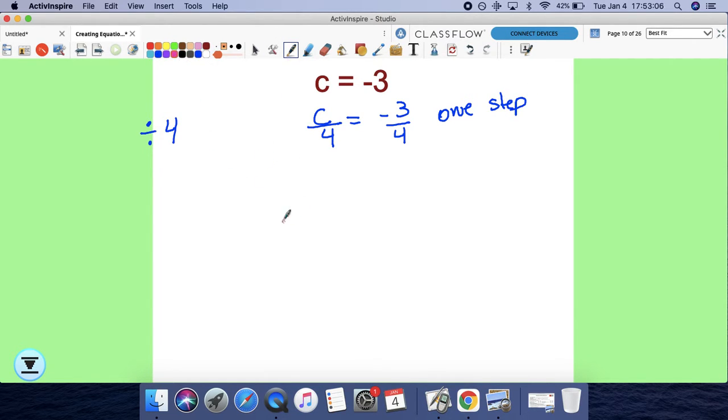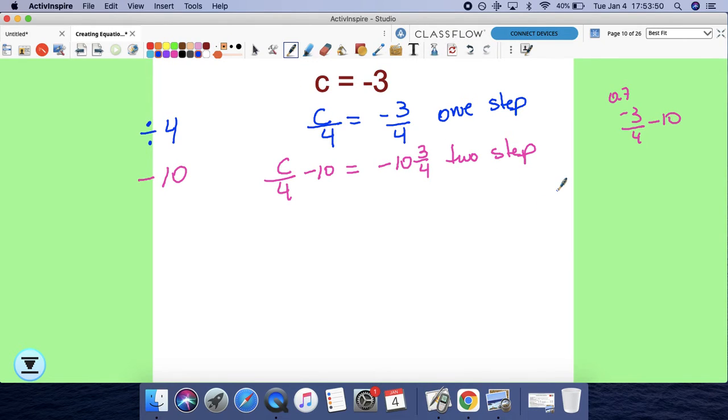Let's add or subtract next. Let's subtract because we haven't done that. Let's subtract 10 from each side. So c over 4 minus 10 is just c over 4 minus 10. On the other side, -3 over 4 minus 10. If you think about -3 over 4 minus 10, that's 0.75. Well, you can leave it as a fraction. It really depends on what you want. I'm going to leave it as a fraction, and I'm going to call that -10 3/4. So now we have a 2-step equation, and this one has fractions.